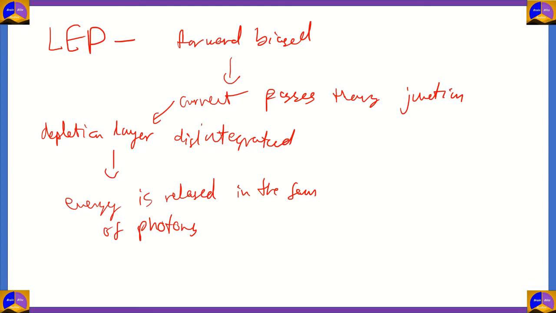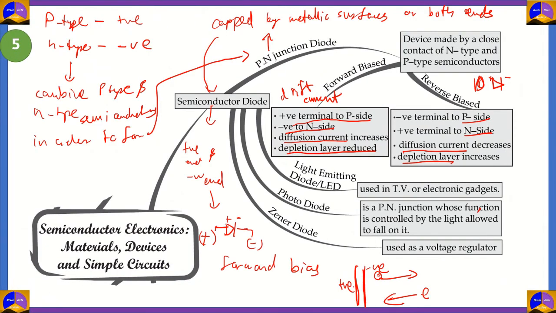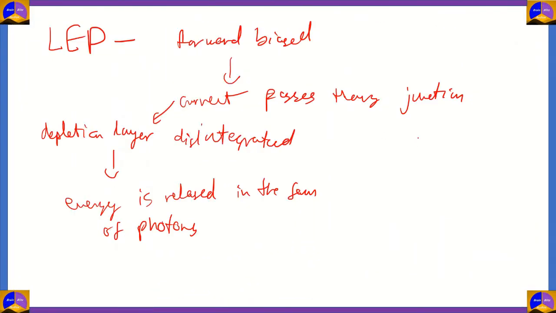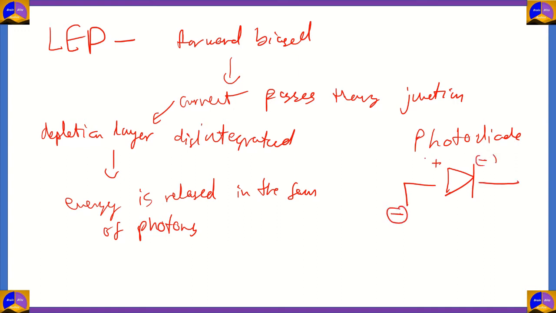Now, the second type of special semiconductor diode is what we call a photodiode. While LEDs are used for TV, electronic gadgets, and even lighting, a photodiode is a p-n junction whose function is controlled by the light allowed to fall on it. So what happens in a photodiode is that we have a semiconductor, and this semiconductor is reverse biased.